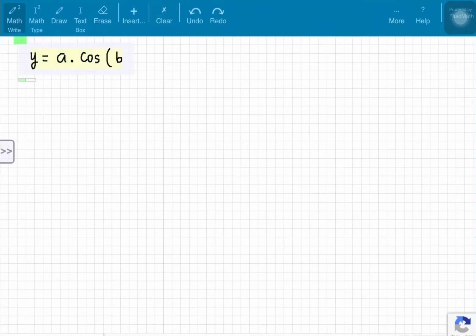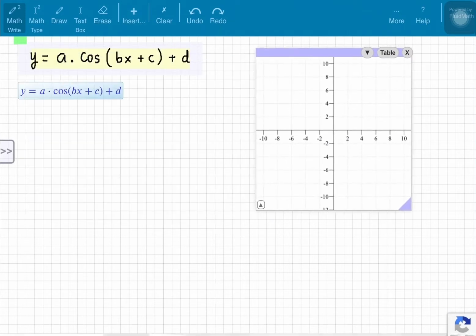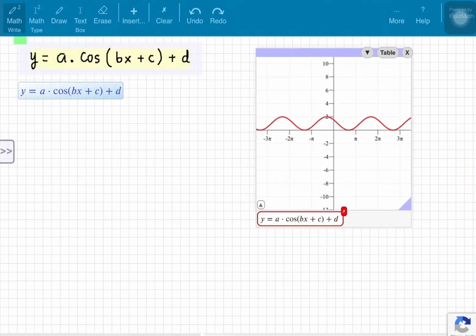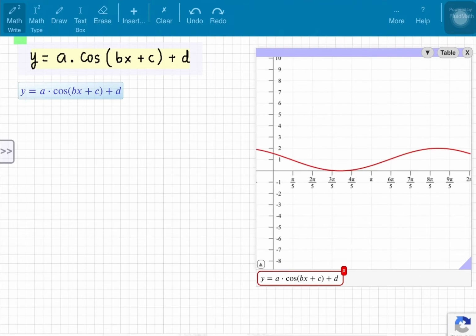This is an example of how to use MathWhiteboard, a web-based whiteboard for mathematics. Write down the function, insert a graph, drag the function into the graph, then adjust the scale.